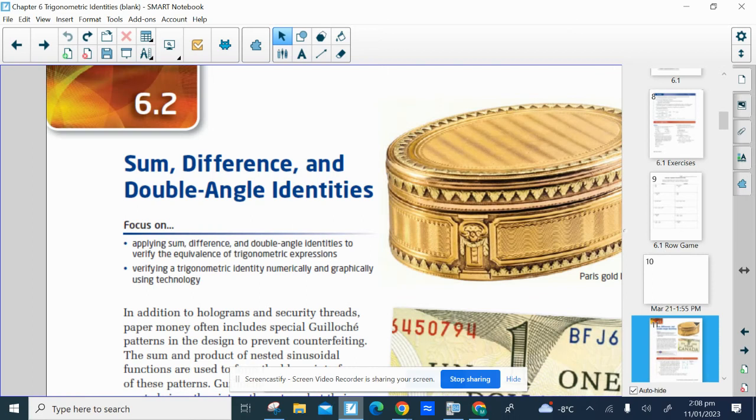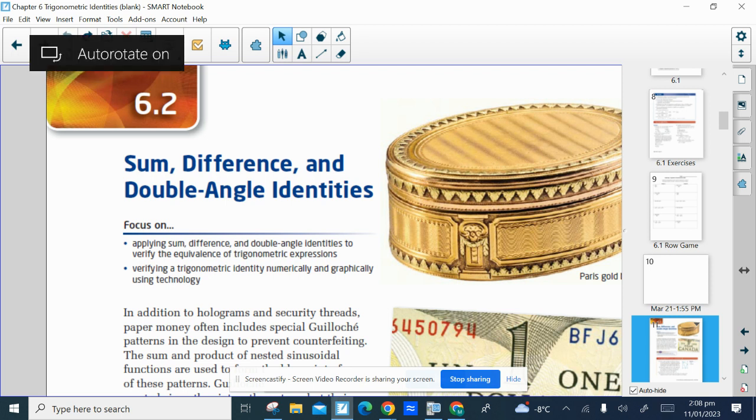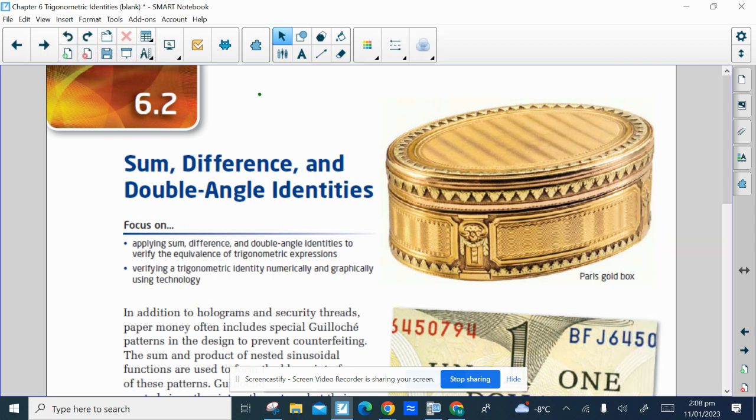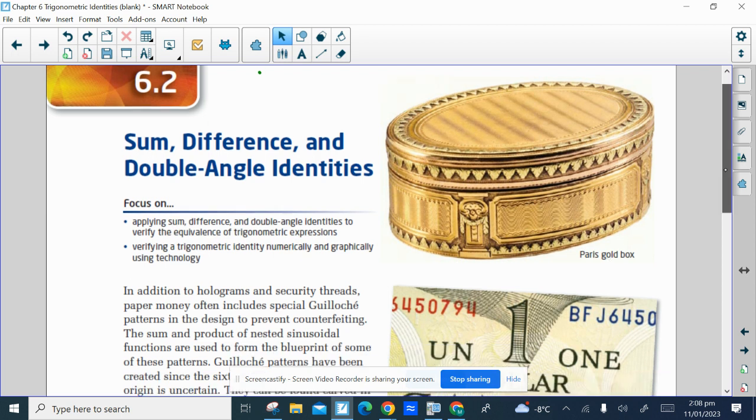All right. So last class we looked at Pythagorean identities as well as refreshing our memory on some of the basic identities that we have looked at before to help us work with trig expressions. Today we're going to look at sum, difference, and double angle identities.